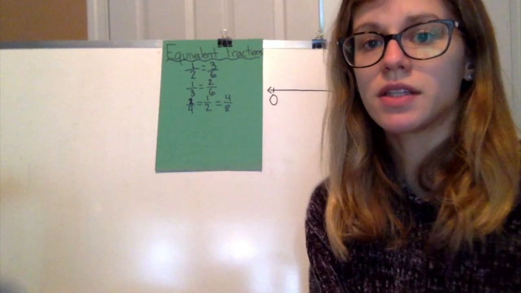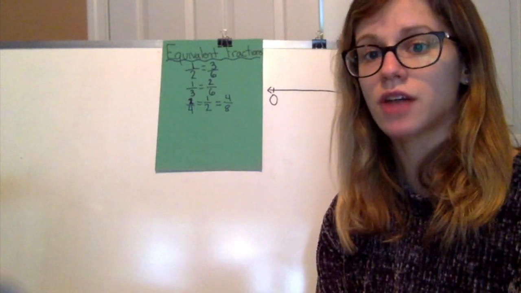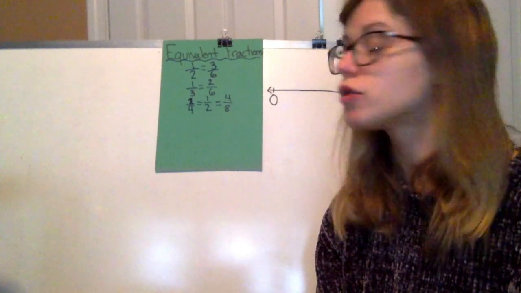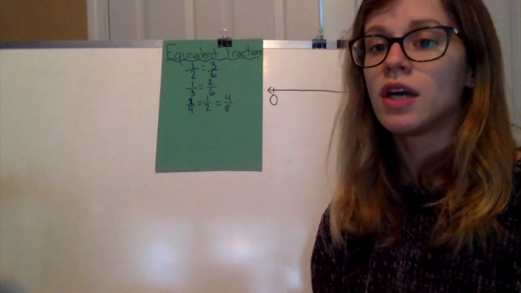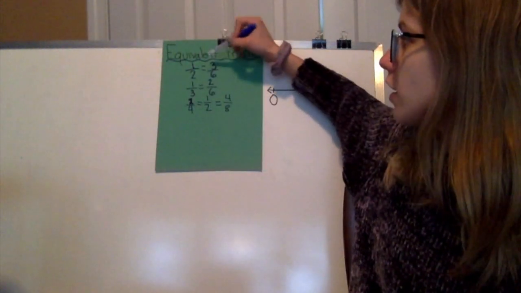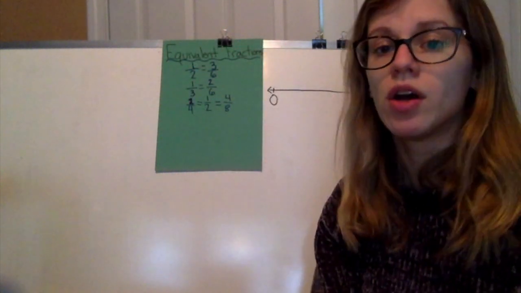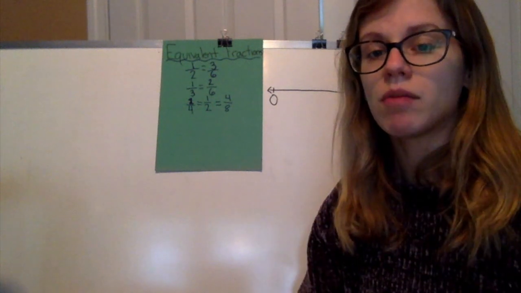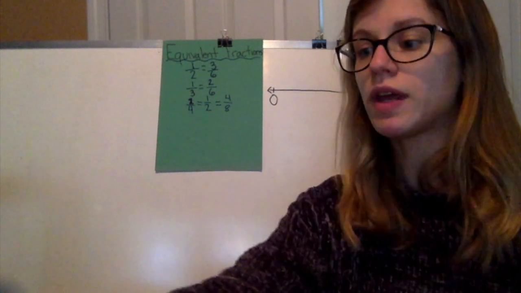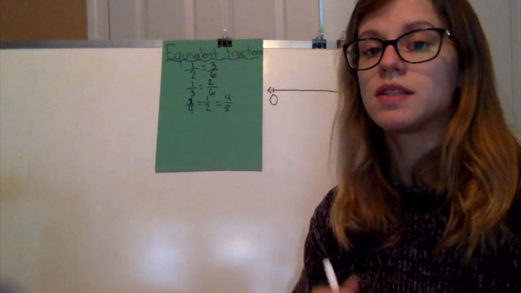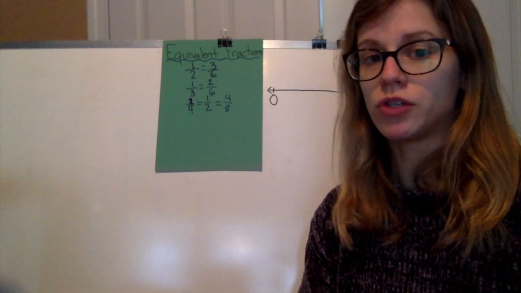Before we begin this lesson though, I want us to go over what equivalent fractions are. Equivalent fractions are two fractions that are equal. They might have a different numerator, my top number, or a different denominator, my bottom number, but they are the same part of my whole. They fill up my whole the same amount. They're equal to each other.